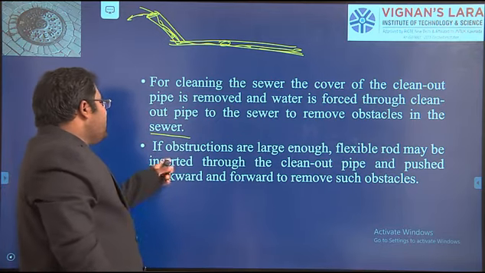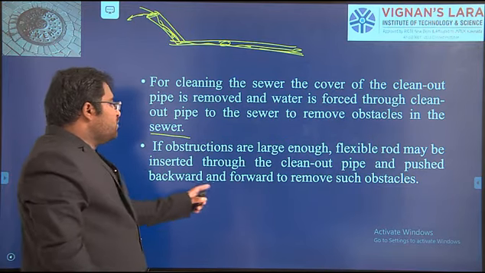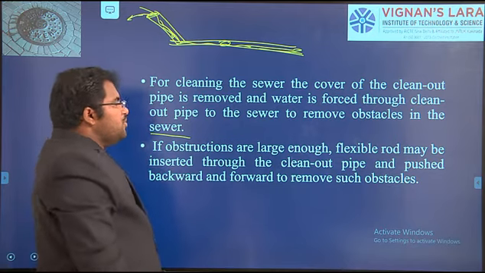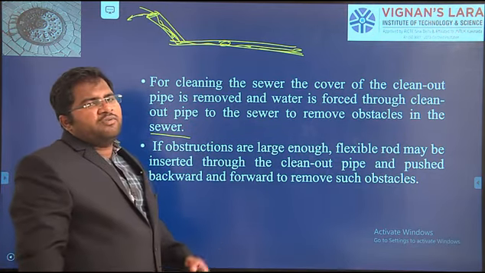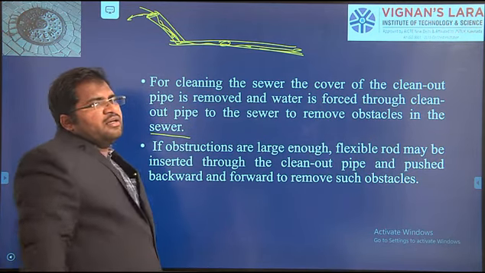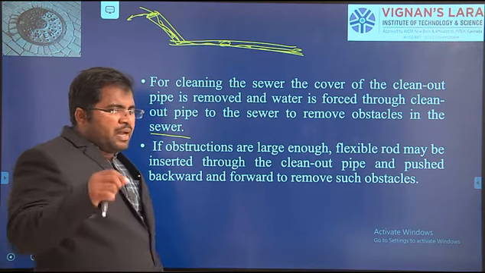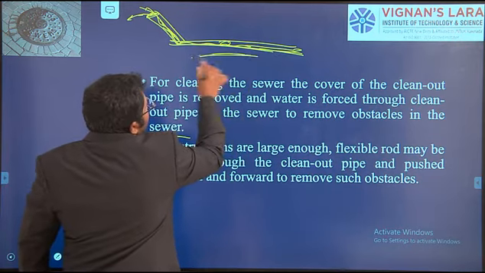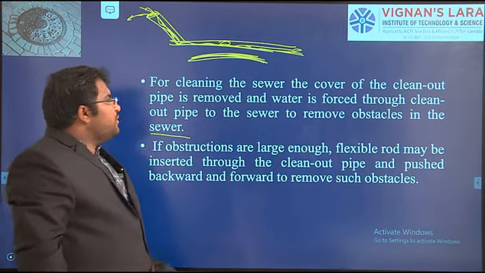Now, if the obstructions are large enough, a flexible rod may be inserted through the clean out pipe and pushed backward and forward to remove such obstacles. If it is not moving with the water, what we normally do in our towns is bring some flexible rods, like steel rods, or we can use some bamboo stick. We insert it into this and do a forward and backward motion so that the obstruction will be removed.